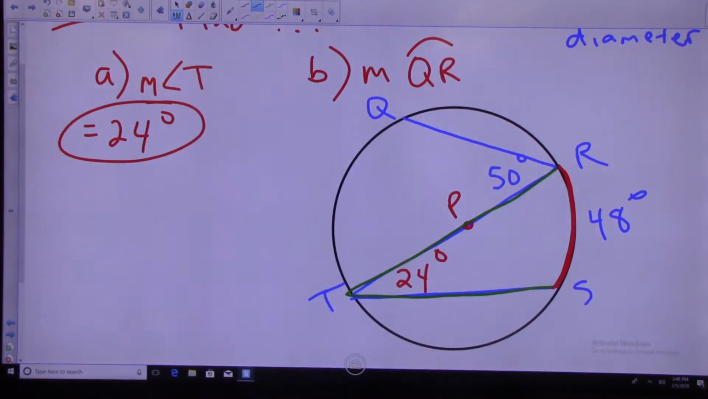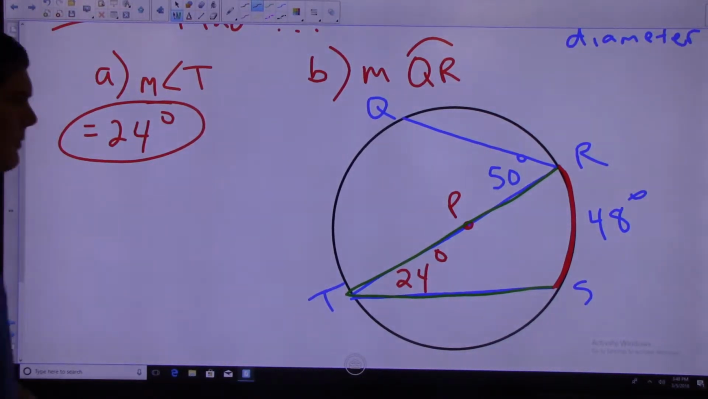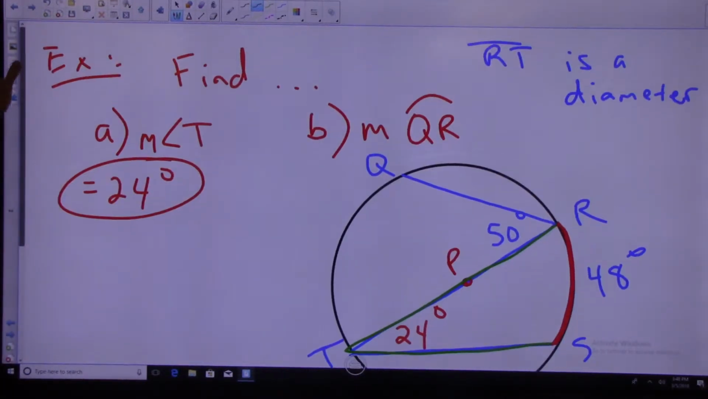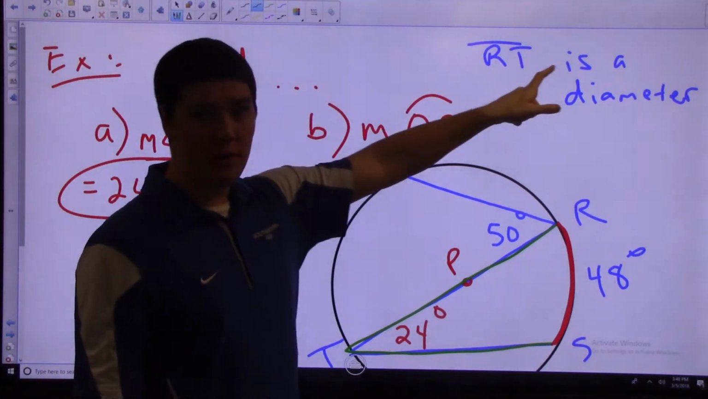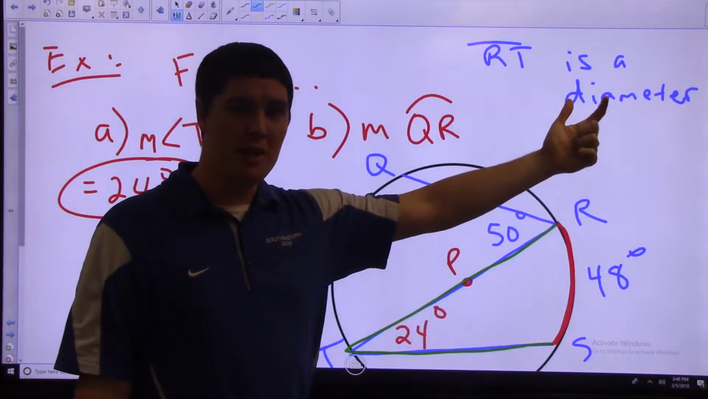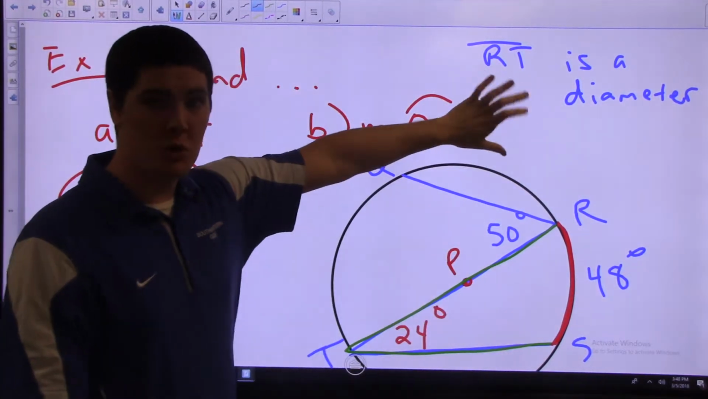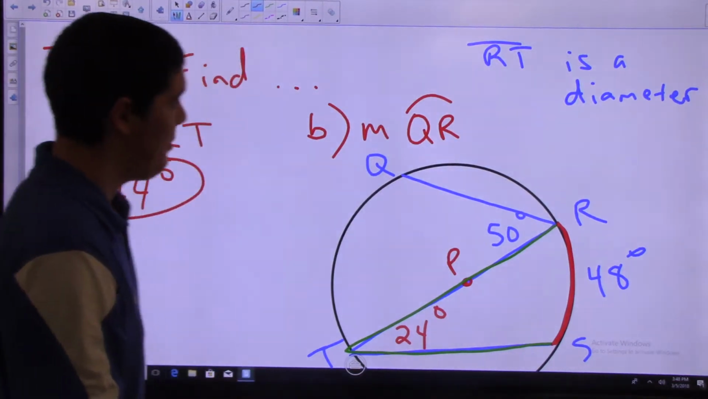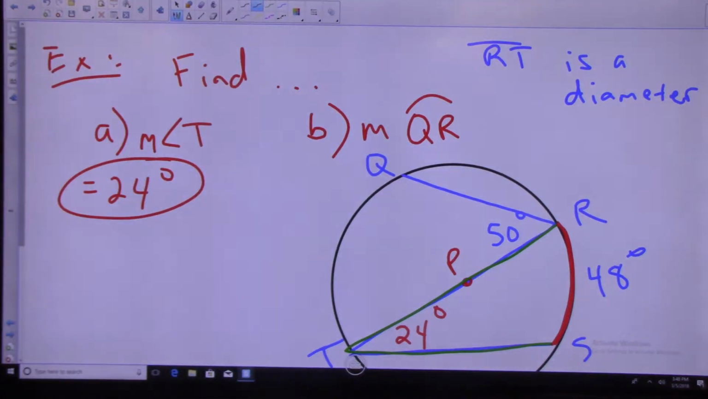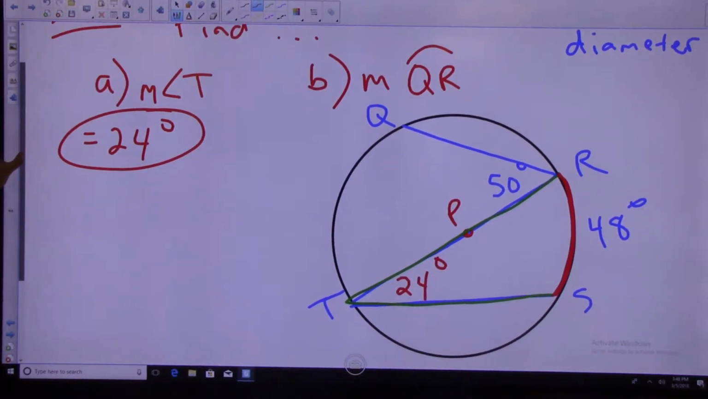Measure of angle T. All right. The next one, arc QR, we're going to have to figure out a few things about it. If you just look up here, it might be important that RT is a diameter. Why did it give us that information? Well, there might be a reason, or it might just be useless. That happens. They give us information we don't even need. But we might want to use that, so let's find something here first.